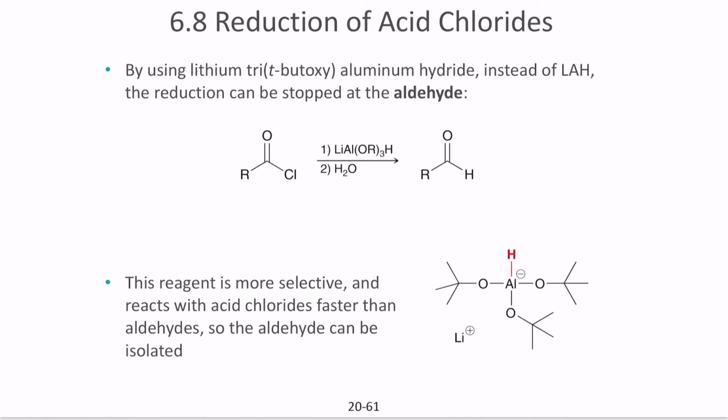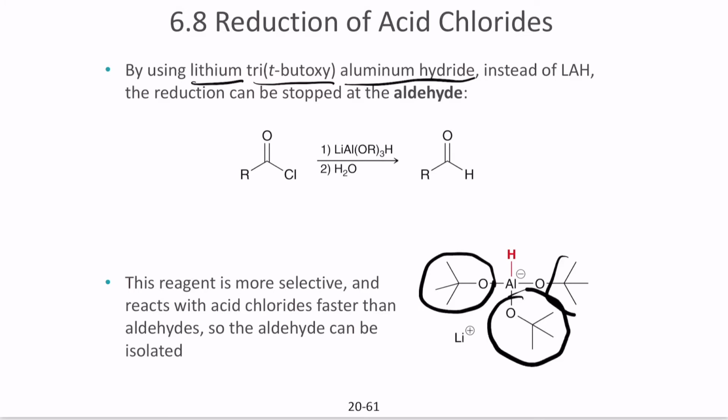Now how do we stop this reaction to form an aldehyde? We use a compound called lithium tri-tert-butoxy aluminum hydride, where in place of hydrogen, for 3 of these positions we attach tert-butoxy ions, leaving only 1 hydrogen. So when there is only 1 hydrogen left, there are no excess hydrogens to let the reaction continue to form an alcohol. So the reaction stops at aldehyde formation.